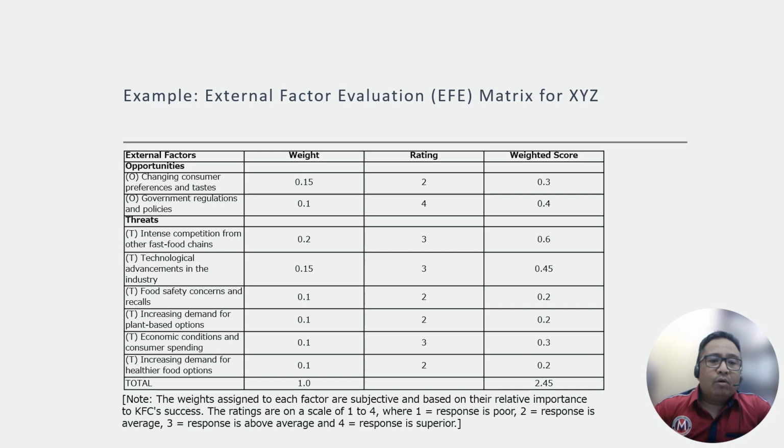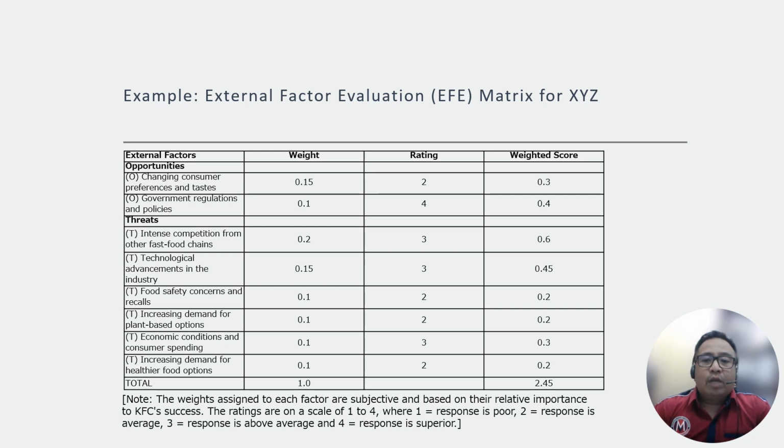The economic condition and consumer spending is also present as a threat, with a weight of 0.1, a rating of 3, and a weighted score of 0.3. This threat reflects the influence of economic conditions and consumer spending on the organization. The rating of 3 suggests that the organization recognizes the impact of economic fluctuations and consumer behavior, but ongoing monitoring and adaptation are necessary.